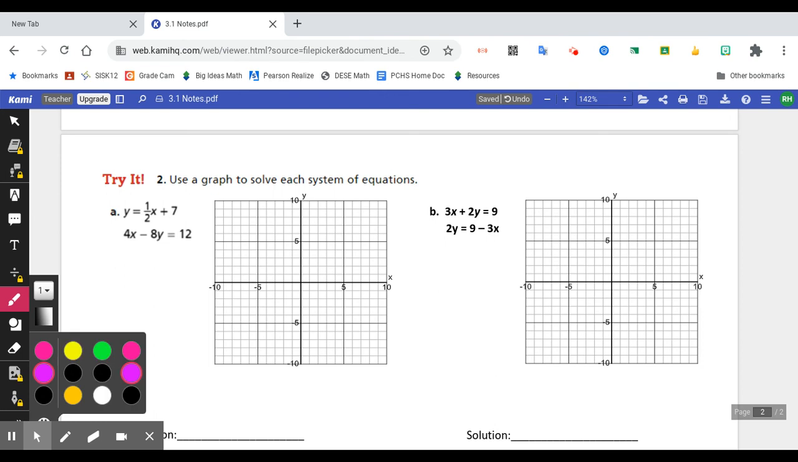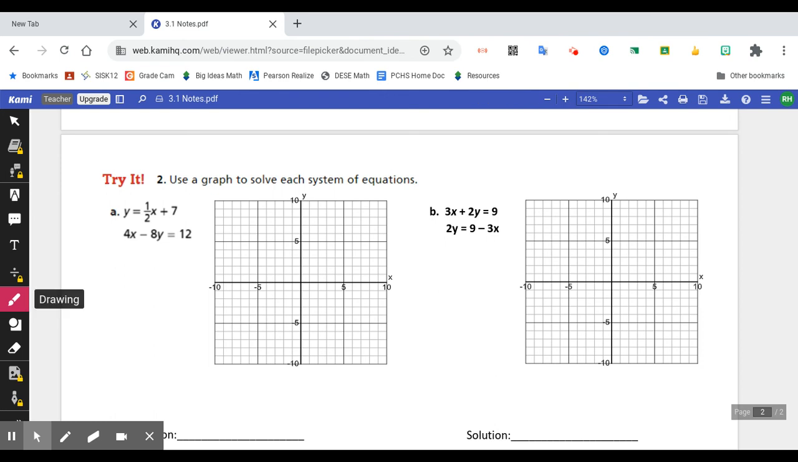Okay, so the first thing on here I hope you notice is that the bottom one is not written in slope-intercept form. So let's subtract 4x from both sides. We have negative 8y equals negative 4x plus 12. Divide by negative 8, and we get y equals negative over negative makes it positive 1/2 x. And then here we're going to have to simplify, so 12 over negative 8 would give me negative 3 over 2.